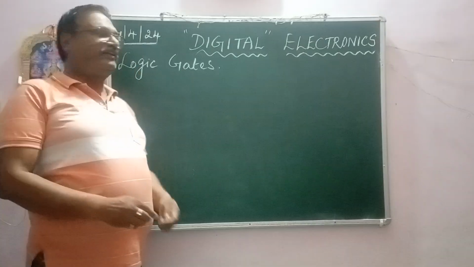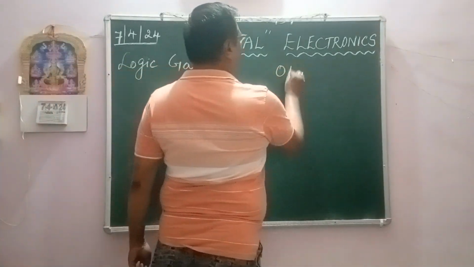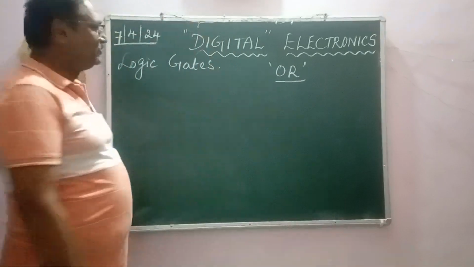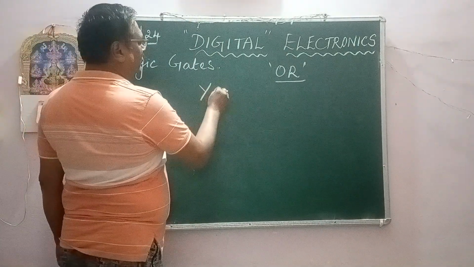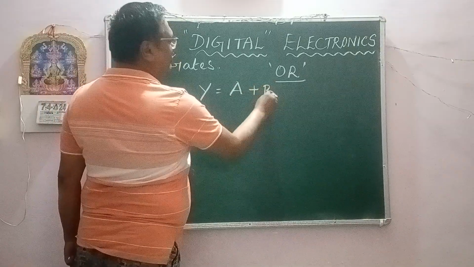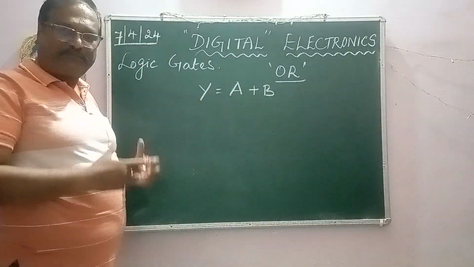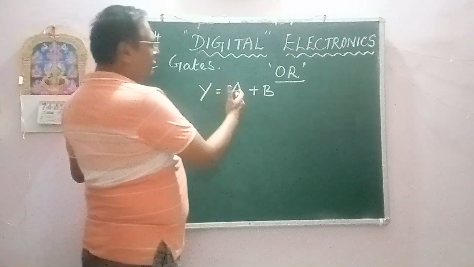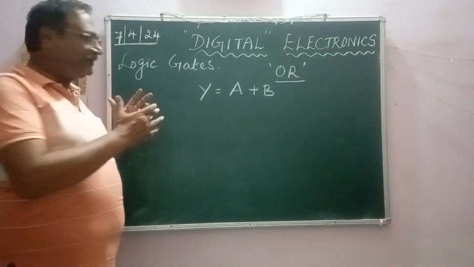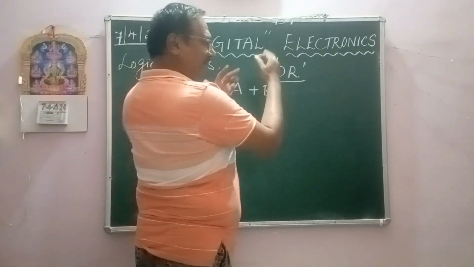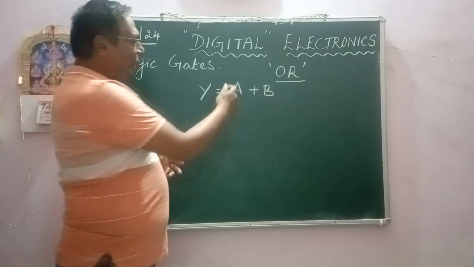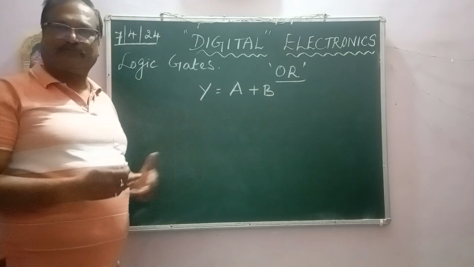Yesterday we studied the OR gate. What was the OR gate? I said to you that the output is equal to A or B. That means if one of the inputs, either A or B, is high, the output will also be high. And if both of them are high, then also it will be high.